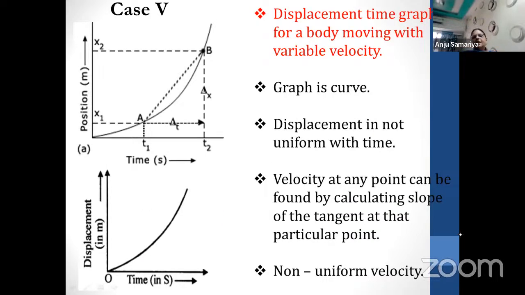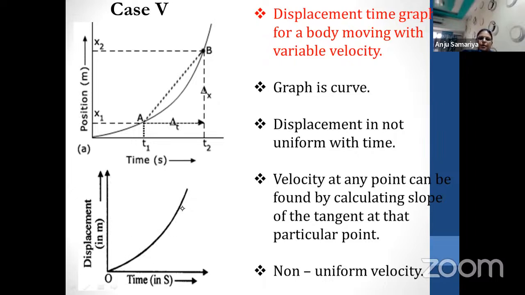Now, displacement time graph for a body moving with variable velocity. Here, the body is moving with variable velocity. That means its velocity is changing. Displacement is not uniform with the time. So this is the displacement time graph. So it is a curve.